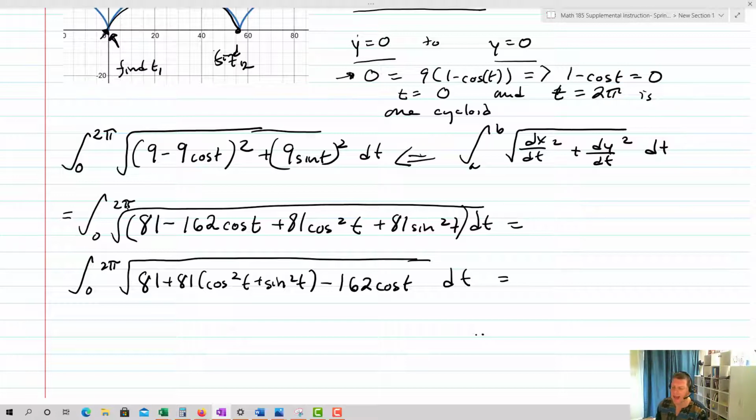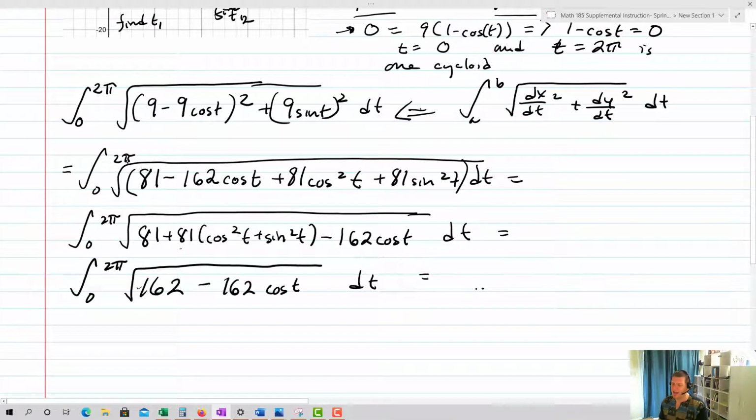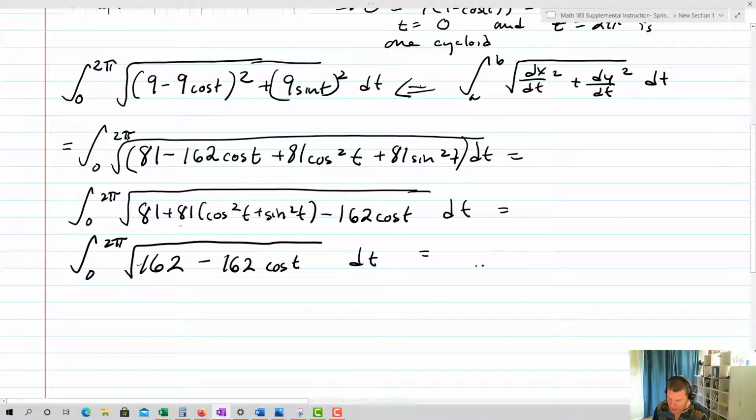Again, I think a lot of people got that one. Essentially, this gives me the integral from 0 to 2 pi of the square root of 162 minus 162 cosine t, dt. In order to simplify this, we're going to use some trig substitutions. And this is kind of tricky. I don't think I would have initially thought of this. So I've got 0 to 2 pi, and I notice that cosine t is actually cosine of 2 times t over 2. So I can use a double angle formula right there.